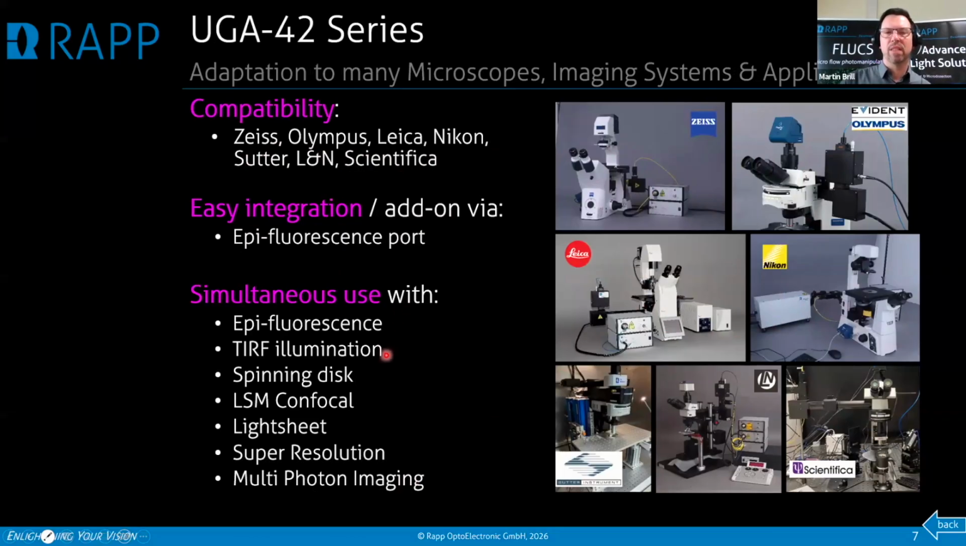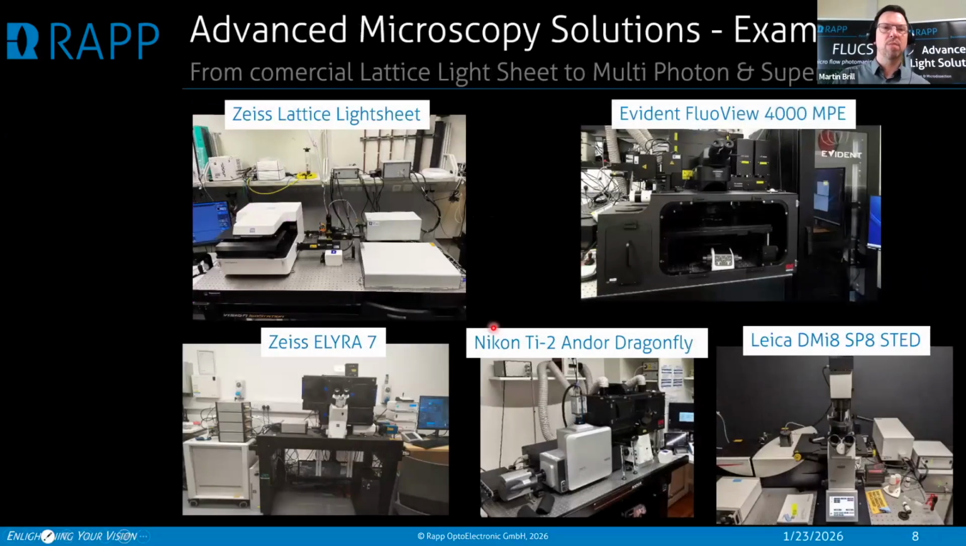we have options to do this simultaneously with many different imaging solutions, like together with light sheet, super resolution, TIRF, and so on. And to show you that we can do this, here are some examples of advanced microscopy solutions. For example, we added our systems to Zeiss lattice light sheet, to the Zeiss Elyra system for structured illumination microscopy, and there's nice work done now in the UK from Viji Draviam from the Queen Mary University in London.